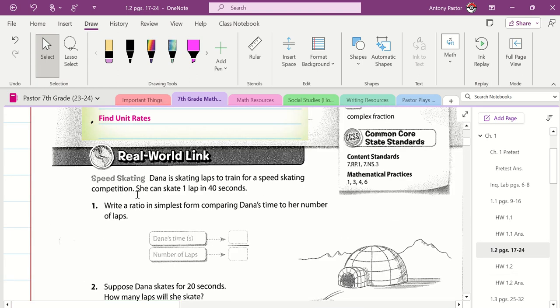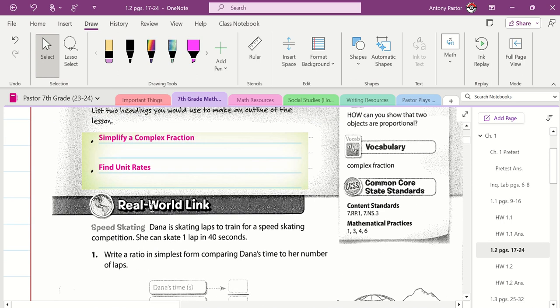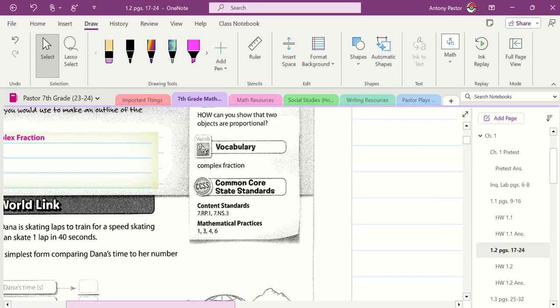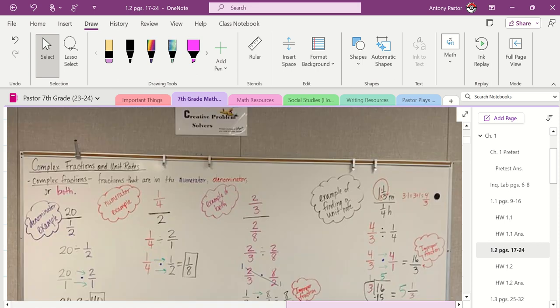So going back, again, a complex fraction is a fraction that has a fraction in either the numerator or the denominator. Or both.